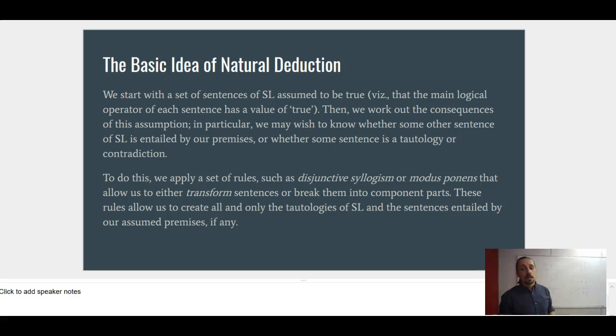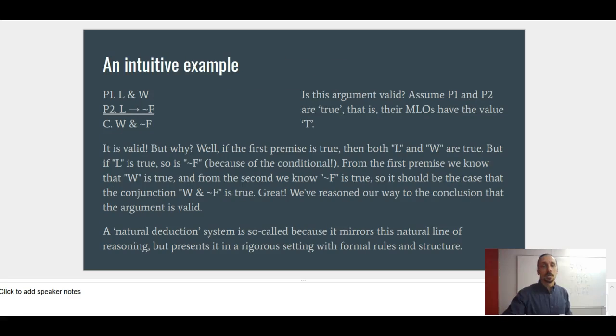So the rules of the derivation system, which are going to be based on the basic forms of SL, are going to allow us to create all the sentences that are entailed by a premise. It's also going to allow us to create every tautology, and to determine whether a sentence is a contradiction or not, because its negation will be a tautology and we can create the tautology. Okay, so here's an intuitive example of what we mean.